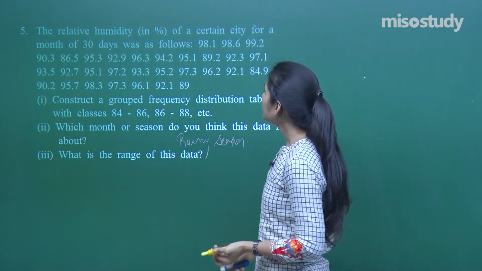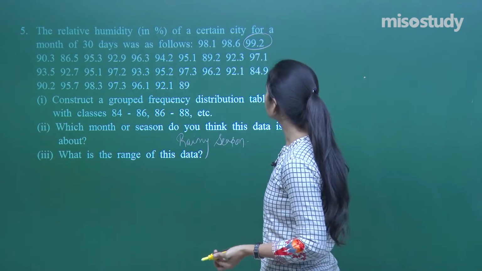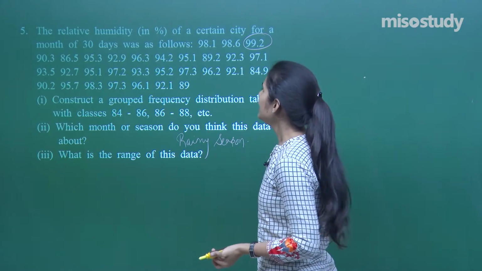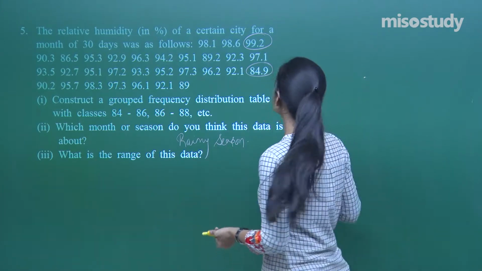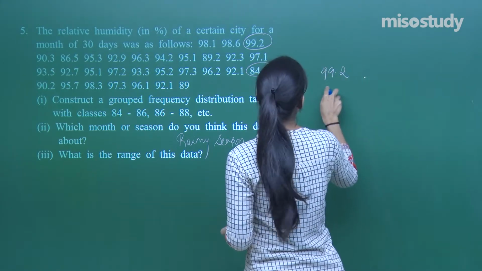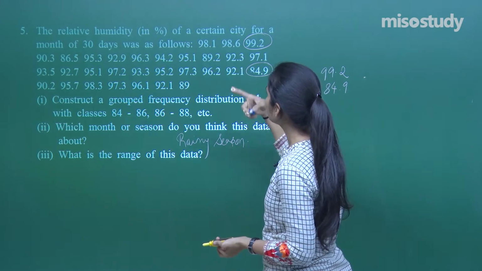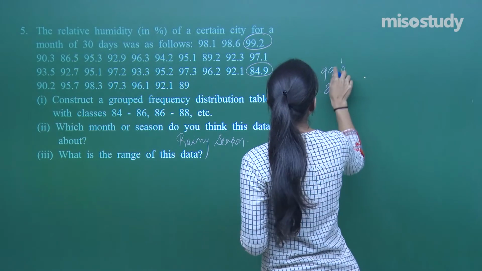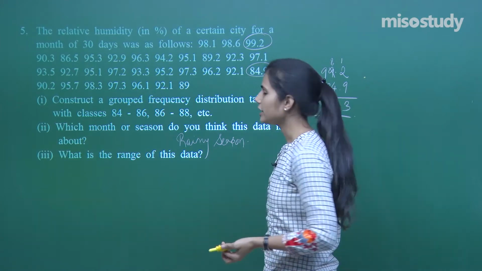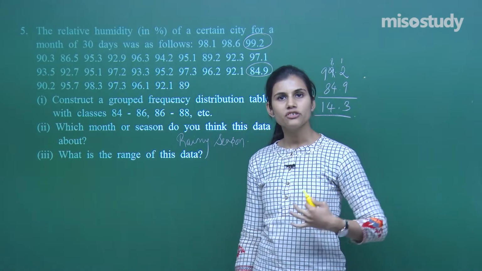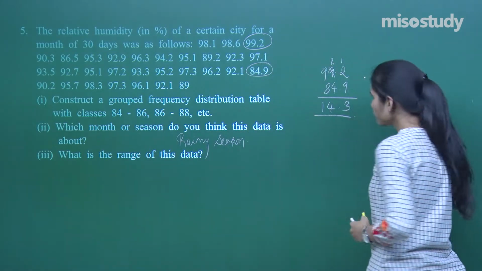What is the range of this data? The maximum value, as you can see, is 99.2. That is the maximum value. And what is the minimum value? Minimum value is 84.9. So if I talk about 99.2 minus 84.9, let me just see, there is no value less than 84.9 and there is no value greater than 99.2. What you get? You get 14.3 as the range. Range is maximum value in the observation minus the least value in the observation, and that comes out to be 14.3. Now let's move to the next question.